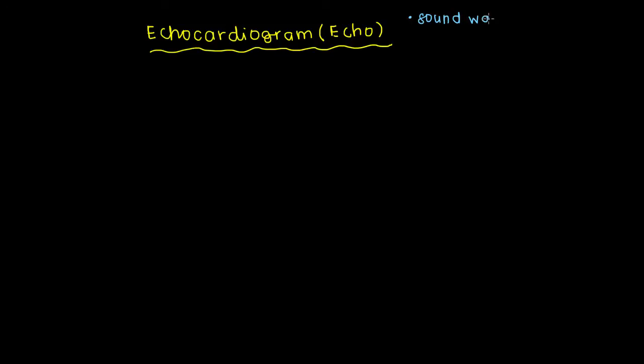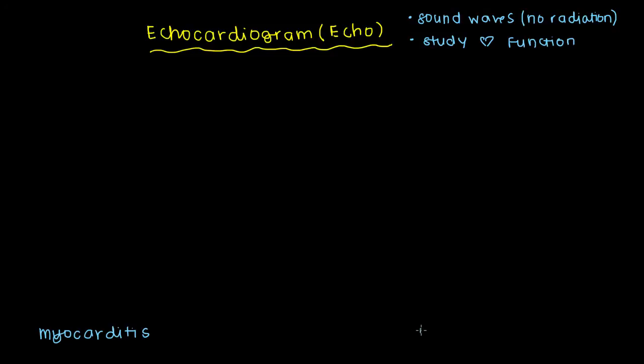So sound waves, which is great because we're using no radiation, which you might recall is actually a cause of pericarditis. So you'd want to avoid using radiation. And the other thing about it is that we study the heart's function. So we study the function of the heart with an echocardiogram because we're looking at an actual moving image. And this can help us differentiate between a patient that may have myocarditis, or pericarditis, as we'll see in these videos right here.